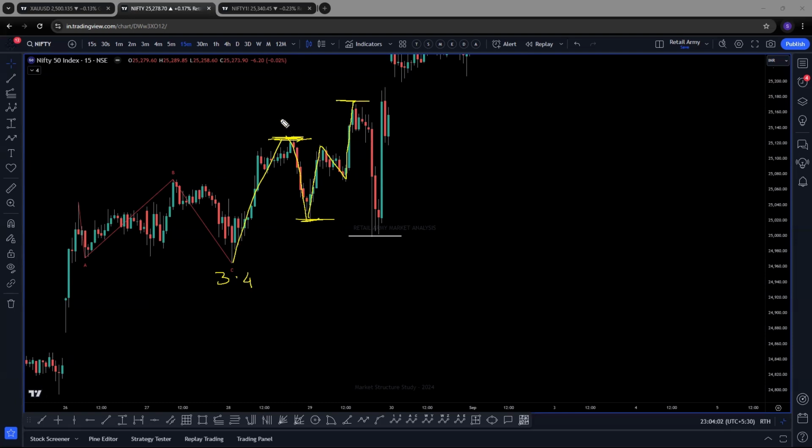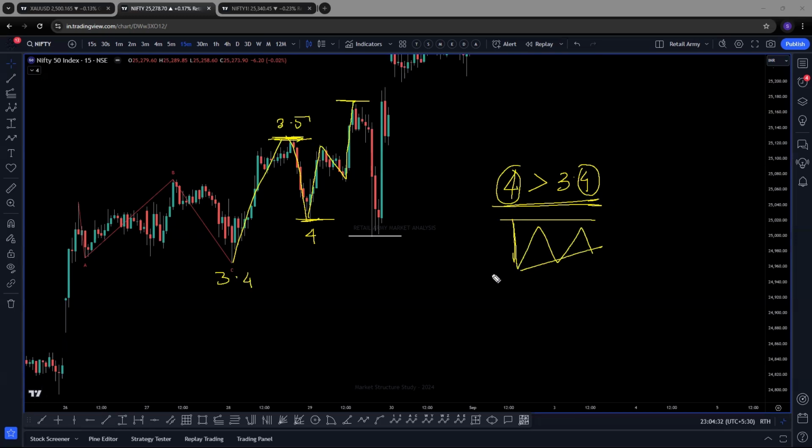So if this is 3.4 and this is 3.5, wave 4 cannot be so small, correct? Wave 4 cannot be so small. Wave 4 is always greater than your wave 3.4. Sometimes, suppose this is your wave 3.4, some degree of wave 4, they can go sideways also. So it cannot finish with a small either time correction or price correction. A small dip cannot be wave 4. They have to do some move in the market.